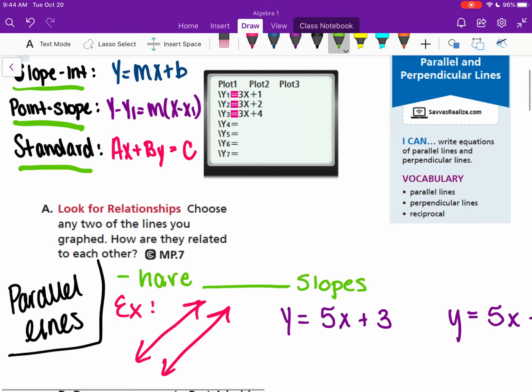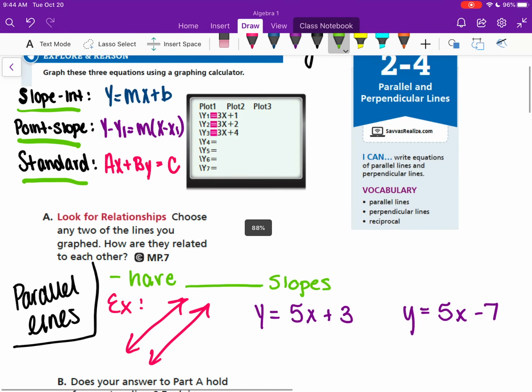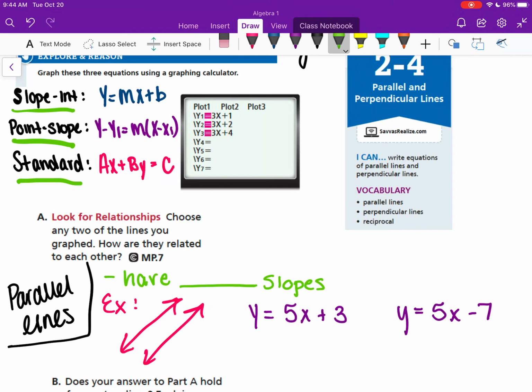So, parallel lines. And underneath Part A, look for relationships, take some notes about parallel lines. They have equal slopes. The exact same slope. Because think, the slope is the rise over the run, how the line moves. And we know parallel lines never intersect. They never are going to cross. That means they move the same way. They have the same slope. They have the same rise over run ratio to be parallel.